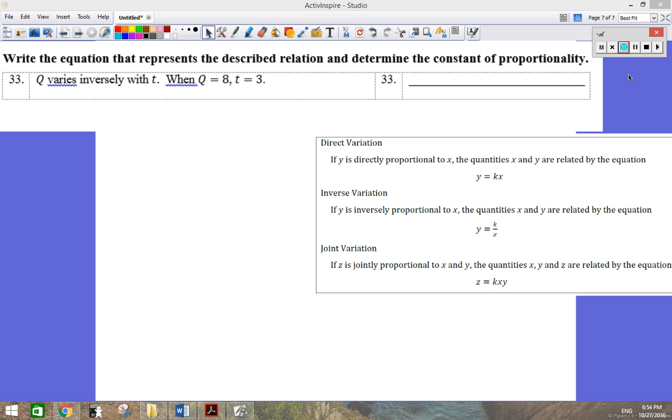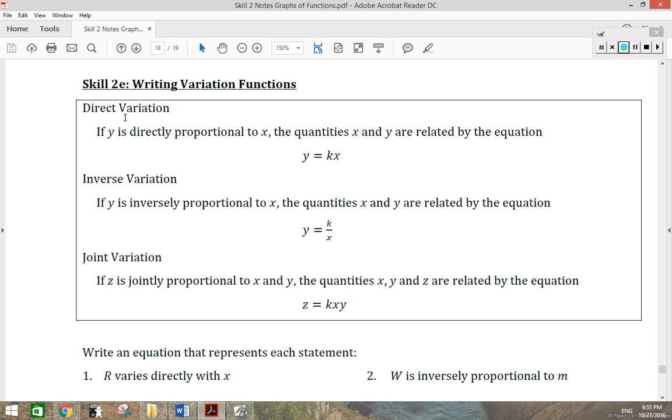Now, what I've done here, you can see on the right, I've cut and pasted from our skill packet the key words. When it says direct variation, we think constant of proportionality, we think multiplication, the k times x. Then when it's inverse, it's k divided by x. And when it's a joint variation, you think multiplication, it's just you have more than two variables. You've got an x, y, and a z, or maybe three different letters.